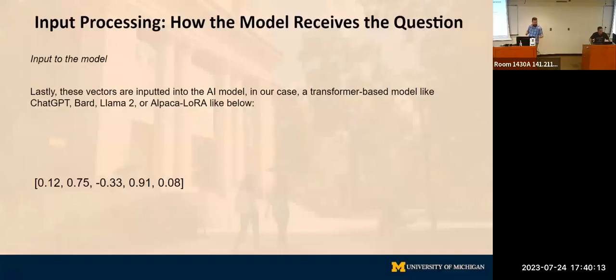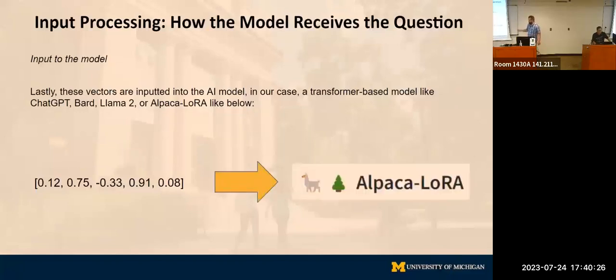Okay, so we have the input. We went through all these steps turning into numbers that the computer has some sort of embedded understanding with. Now we're going to actually hand it into the model, right? So in this case, again, that's the one. It's some open source one, Alpaca Laura. You could use ChatGPT or Bard or Llama 2 or any other model as well, and that works fine. So you take these numbers that have been embedded and have some sort of understanding into the model that has been trained on all this data.